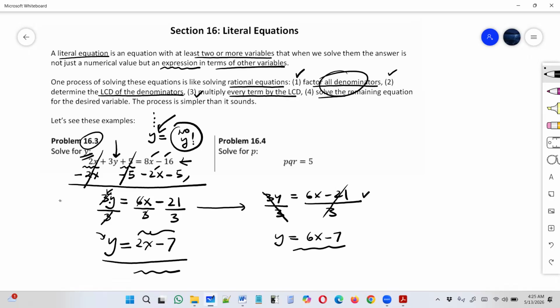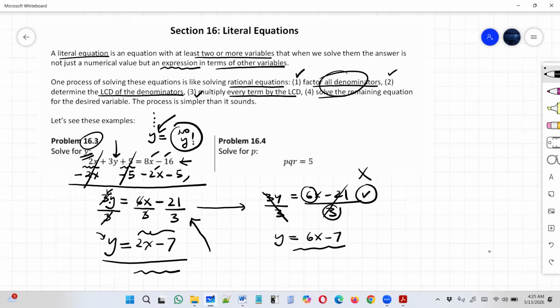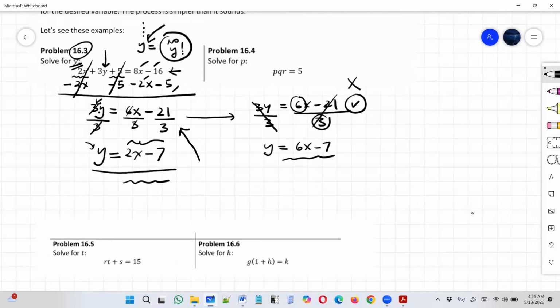The reason this is incorrect is because the 3 is also dividing the 6. So it is best that you do what I did over here on the left side. Make sure that when you're dividing, you divide each term on the right so that you do not make a mistake. So this is another literal equation, very simple, no denominators yet, that we solve for one particular variable. Now let's see another example.